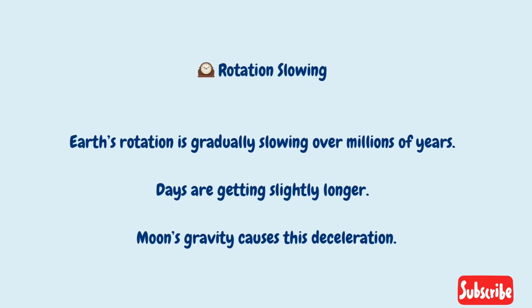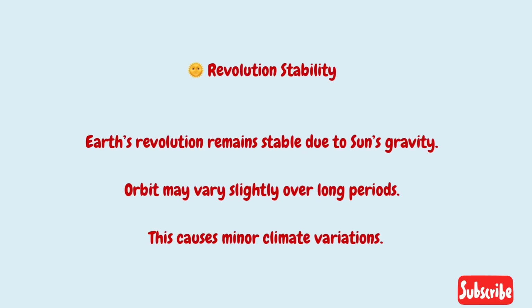Alright. Now let's talk about rotation slowing. What is it? Earth's rotation is gradually slowing over millions of years. So days are getting slightly longer. The moon's gravity causes this deceleration. Alright. Now what is revolution stability? The Earth's revolution remains stable due to the sun's gravity, and the orbit may vary slightly over long periods, and this causes minor climate variations, right?